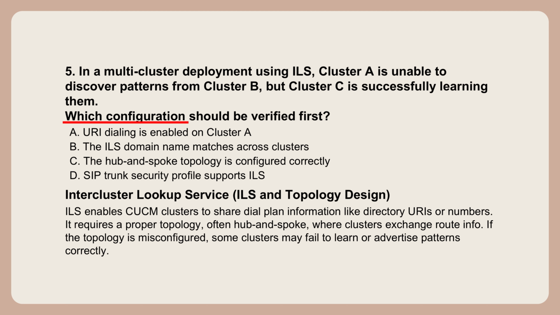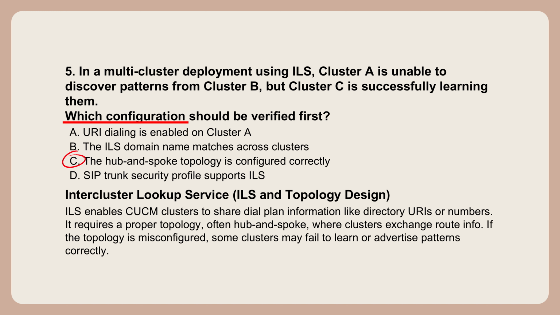A, is URI dialing enabled on A and B? B, does the ILS domain name match everywhere? C, is the hub and spoke topology configured correctly? Or D, does the SIP trunk security profile support ILS? What does your gut say? With A seeing C but not B, and C seeing everyone, it feels like a connection issue specific to A and B within the ILS structure. So I'm leaning towards C, the hub and spoke topology configuration.